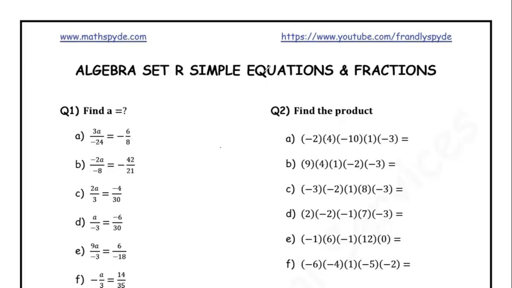Hi, we're doing Algebra Set R, simple equations and fractions. We're going to start with find A, in other words, make A the subject of the equation.